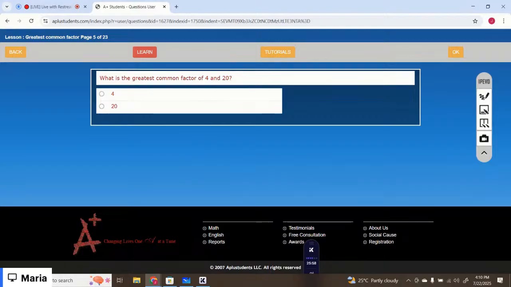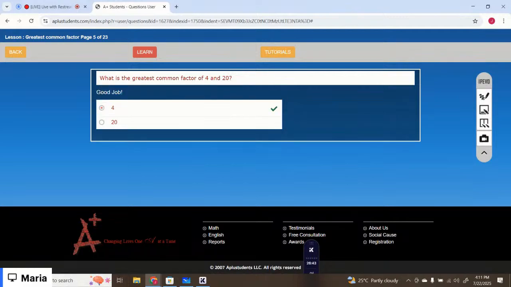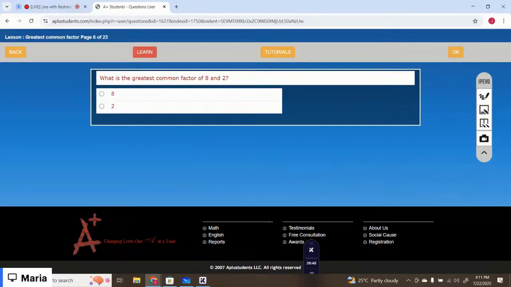What is the greatest common factor of 4 and 20? So for 4 they are 2 times 2 and for 20 they are 2 times 2 times 5. So the greatest common factor is 4. Option number 1 is the correct option. What is the greatest common factor of 8 and 2? 2 it is. Option number 2 is the correct option.